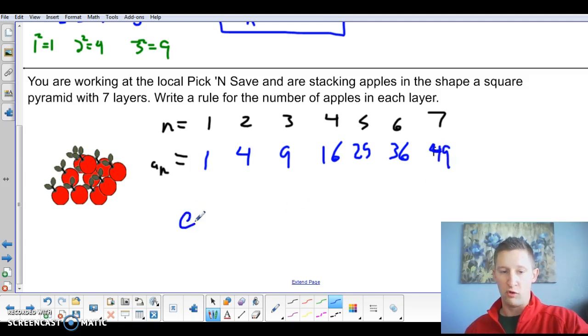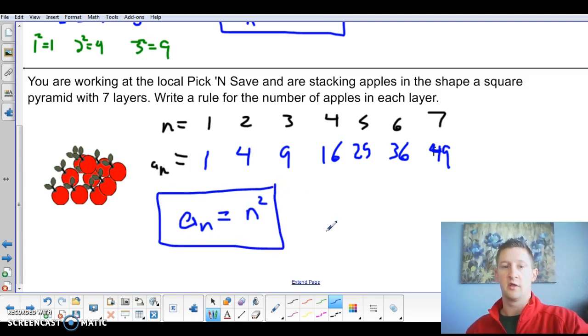So if I had to write a rule to find the number of apples in each particular layer, I would take the number of the layer and I would square it. There's my rule for the number of apples in each layer. Now, if you wonder how many apples are in the whole pyramid, we'll figure that out in a future video.